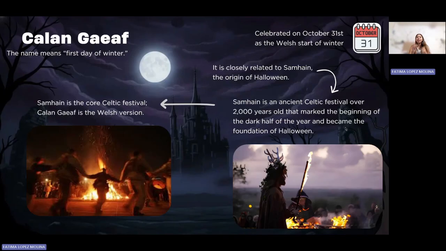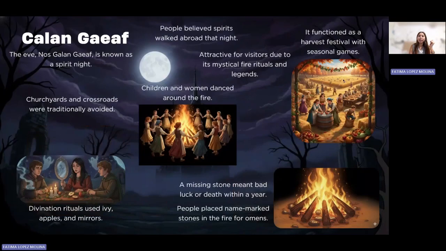Samhain is an ancient Celtic festival over 2,000 years old. It marked the start of the dark half of the year. It became the base of Halloween too. In simple words, Samhain is the main Celtic festival, and Calan Gaeaf is the Welsh version. It is closely related to Samhain in the origin of Halloween, and the celebration starts the night before.